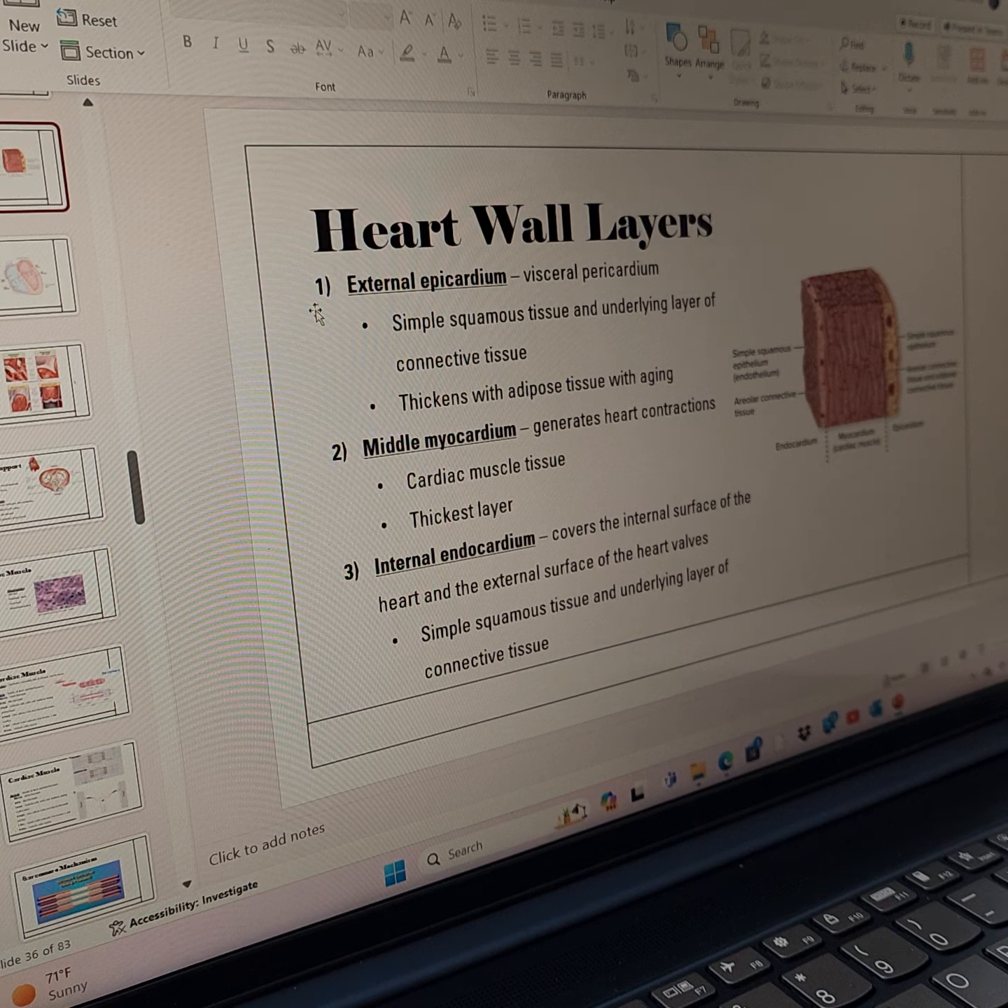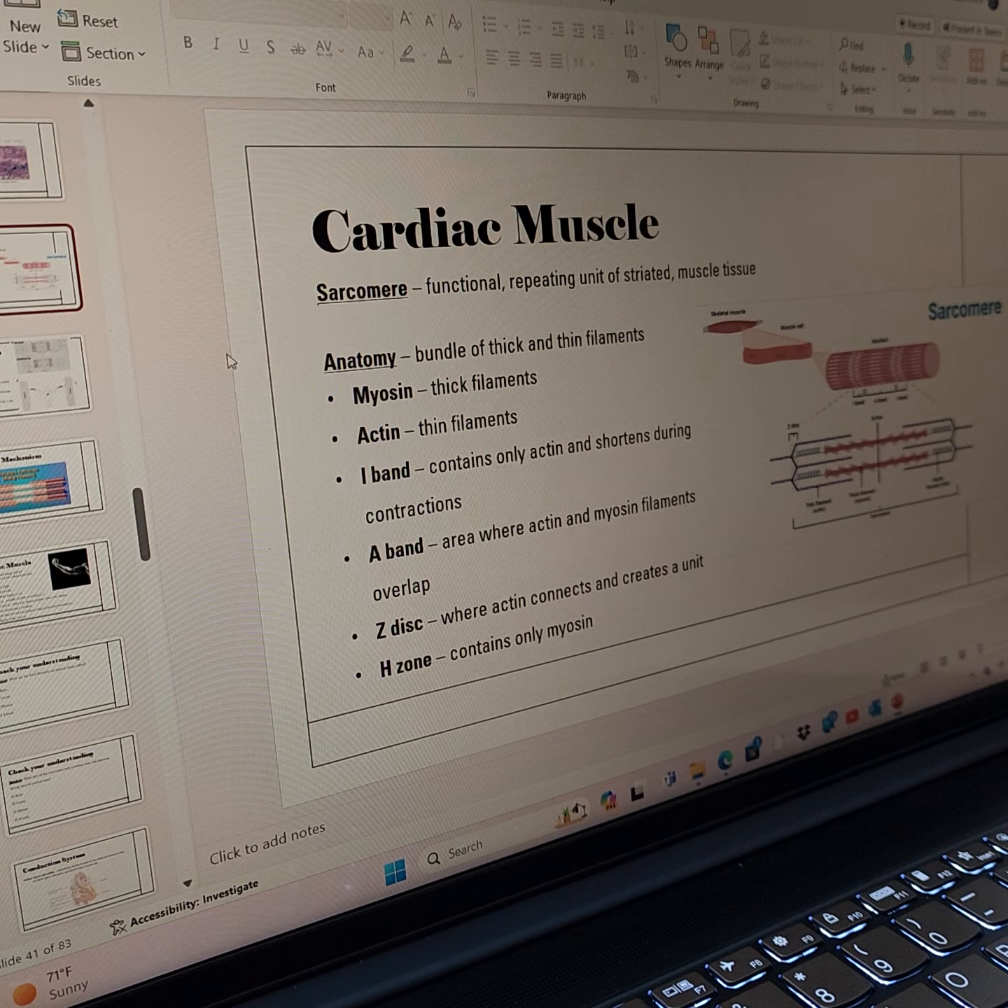The middle myocardium, the very thick layer, generates heart contractions. It's a cardiac muscle tissue, and it's the thickest layer. The internal endocardium covers the internal surface of the heart and the external surface of the heart valves. It's a simple squamous tissue and underlying layer of connective tissue. So that's the endocardium.